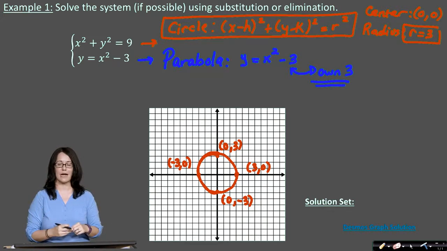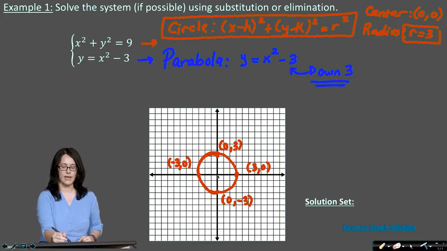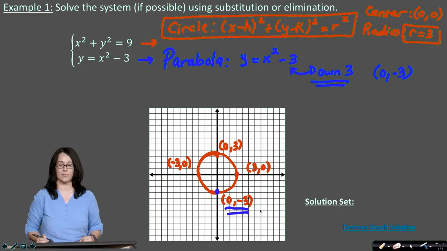Okay, so since it's down 3 units, (0, 0) has now shifted down to (0, -3). So I put that point, oh, what do you know? That's a point on the circle, isn't it? So it just so happens that that's a point on both the circle and this parabola.